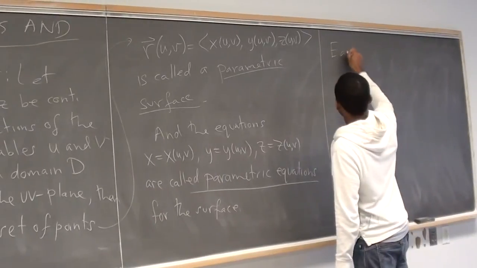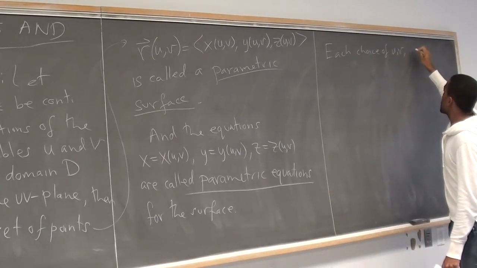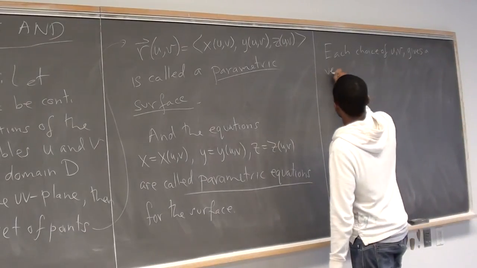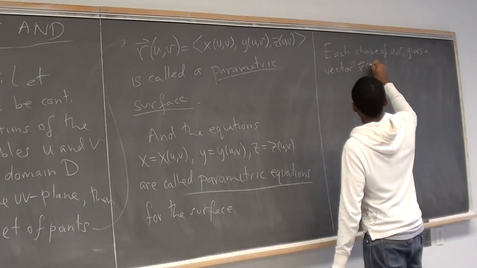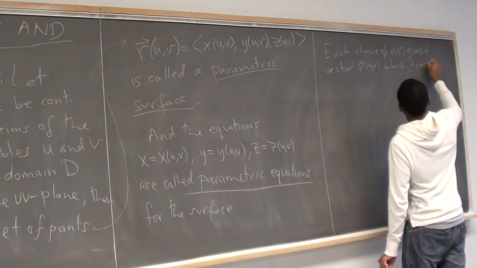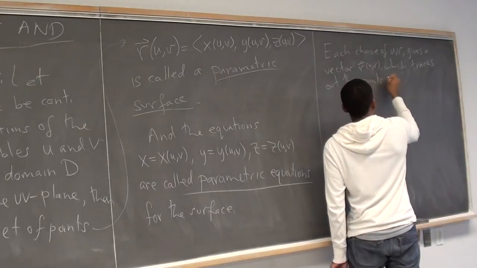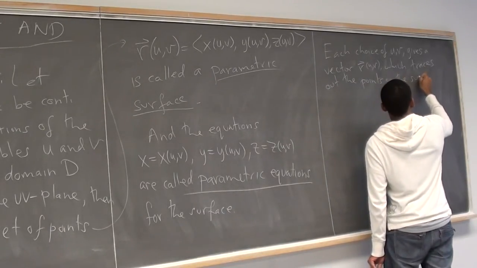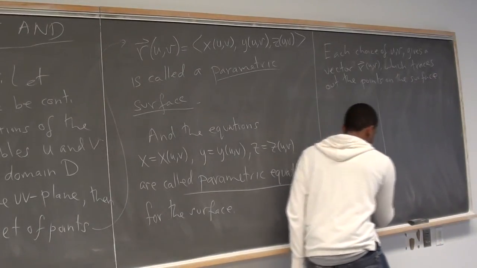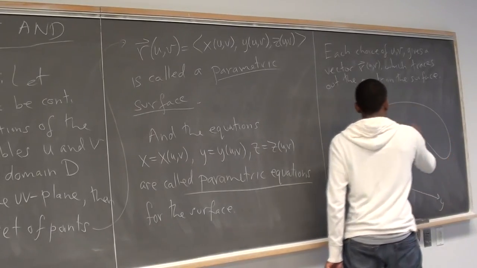Now we're going to talk about what we mean: each choice of u, v is a vector r of u,v, which traces out a point on the surface. Basically, in 3 space, here's x, here's your y, here's your z. You have this surface hovering around over here.